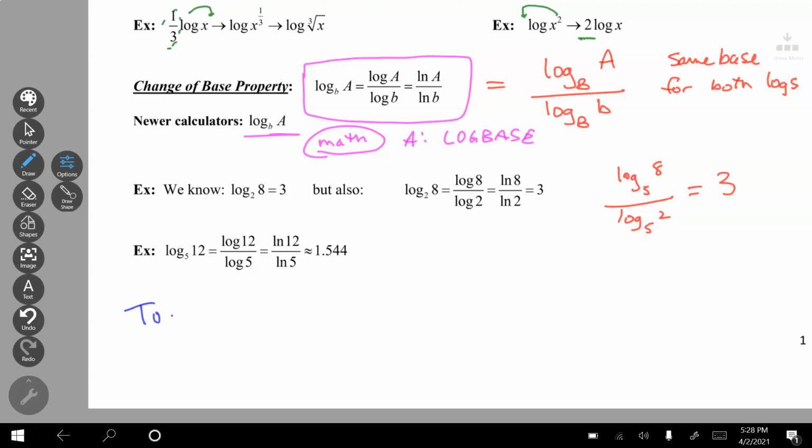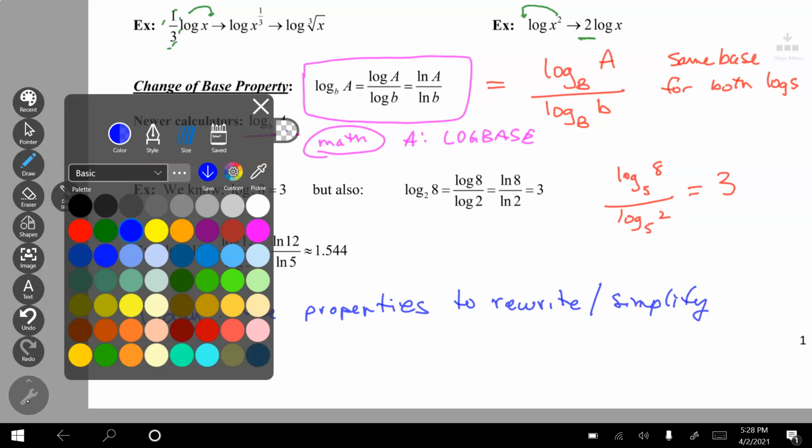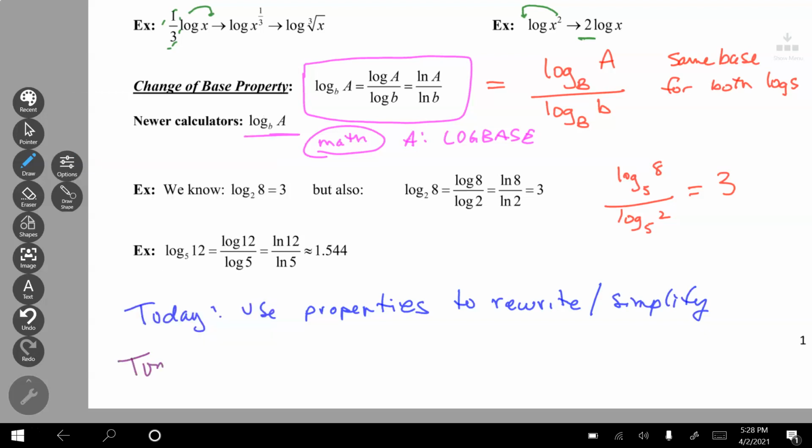So today, our point is going to use these properties to rewrite things, because our purpose today is really going to be to simplify. But tomorrow, we're going to use these properties to rewrite things so we can solve. Today's going to be about simplifying, tomorrow's going to be about solving.